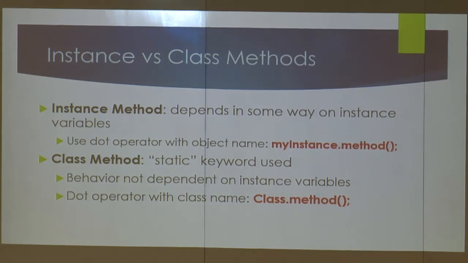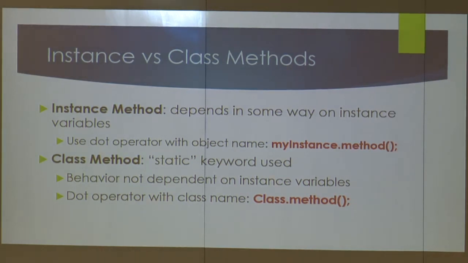And so similar to how we had to differentiate instance versus class variables, we also have instance versus class methods. So an instance method depends in some way on an instance variable. So we need to use the dot operator with the object name. So this is just like the typical methods that you guys have used a lot and that we've gone over so far.